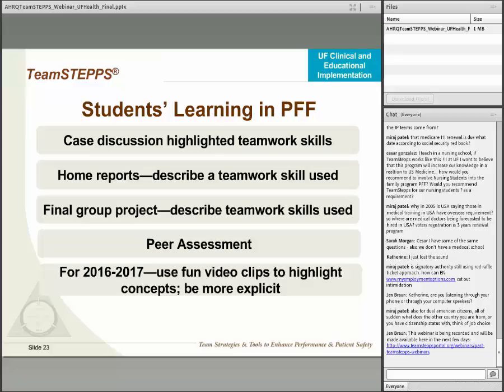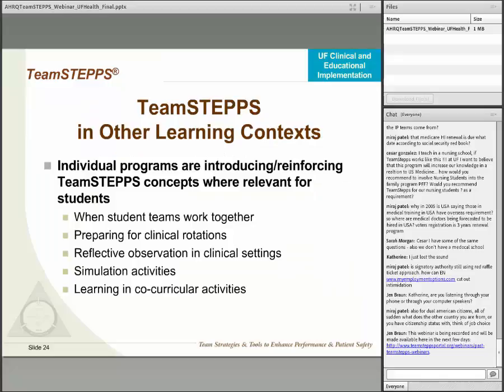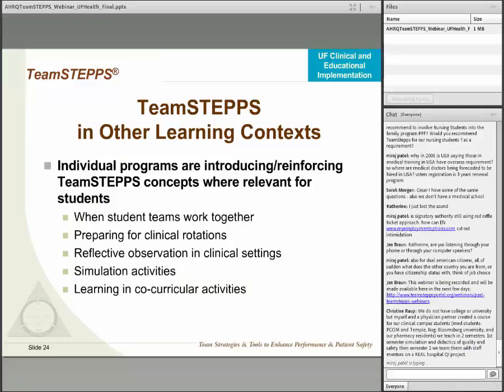So again, with this course, the interprofessional service learning course, we've been introducing a lot of the TeamSTEPPS concepts. We also are going to be doing this, and we know we've been having this done, in other learning. And the idea is that TeamSTEPPS is going to be done where it's relevant for students in their individual academic programs as well as in these interprofessional offerings.